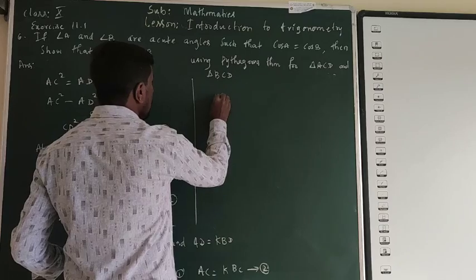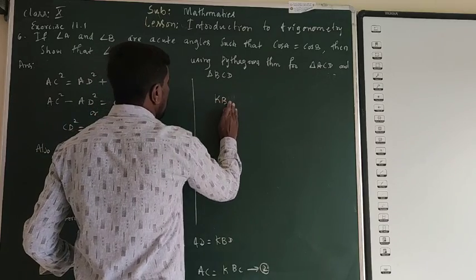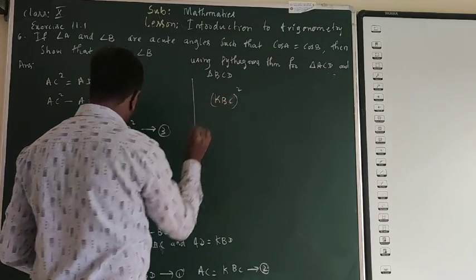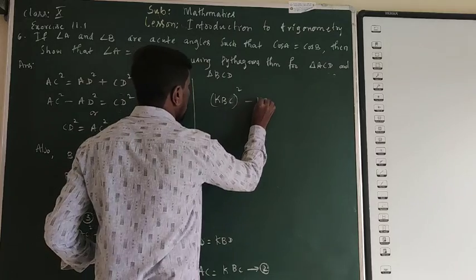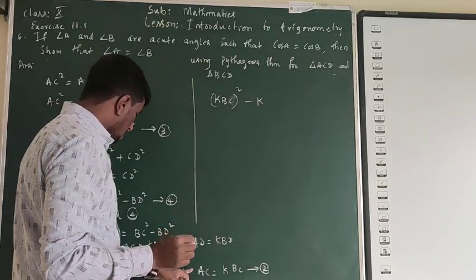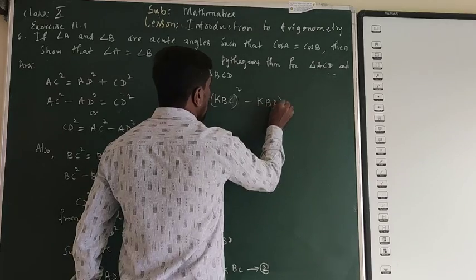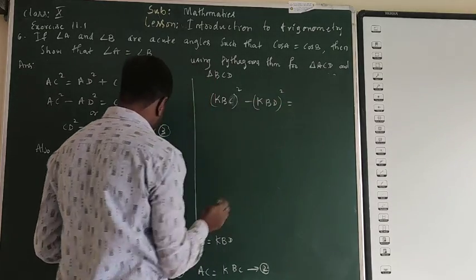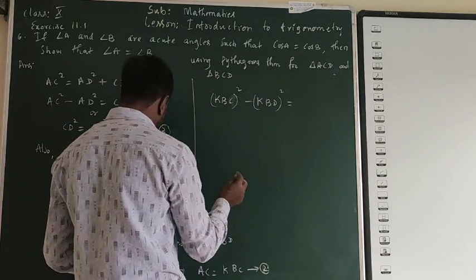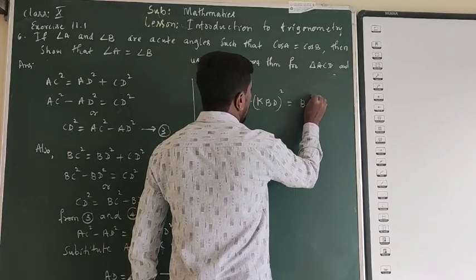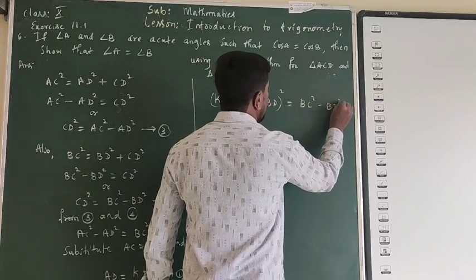So KBC whole square minus AD, which is KBD, so KBD whole square. On the RHS, BC square minus BD square.